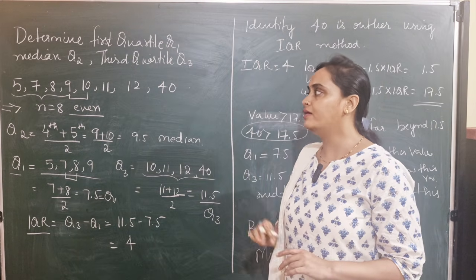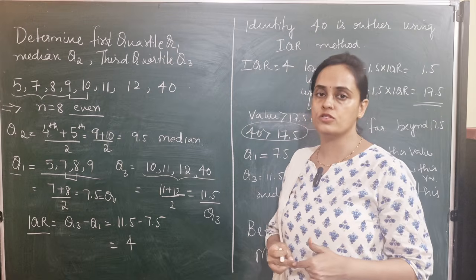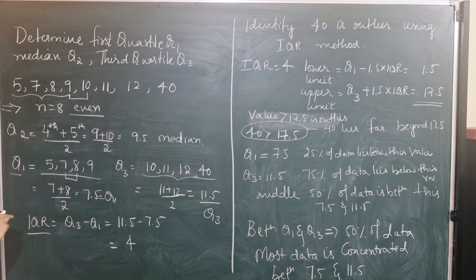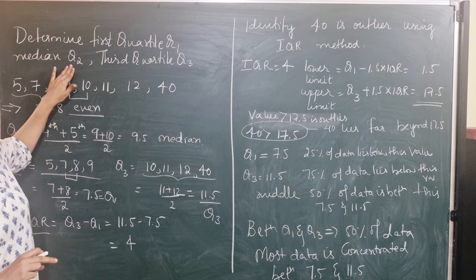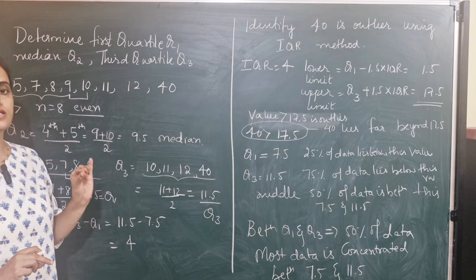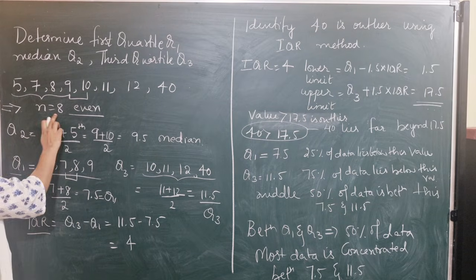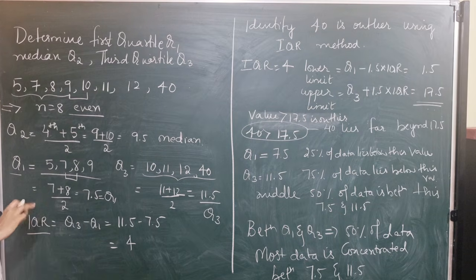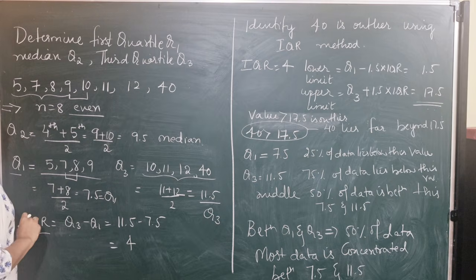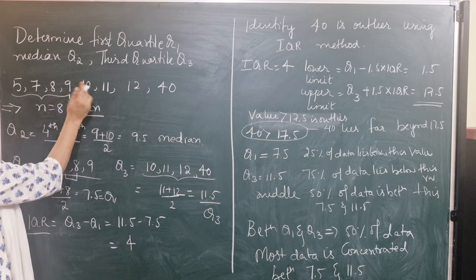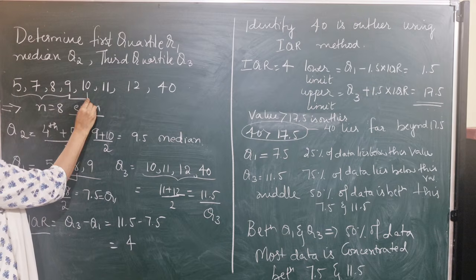The data set clearly indicates the total number of data values present is n equals 8. 8 is an even number. First, let's find Q2, that is the median. Median is the central value. If the total number of numbers present in the data set is even, then we have to add the middle two numbers and divide by 2. So the middle two numbers are actually 9 and 10.